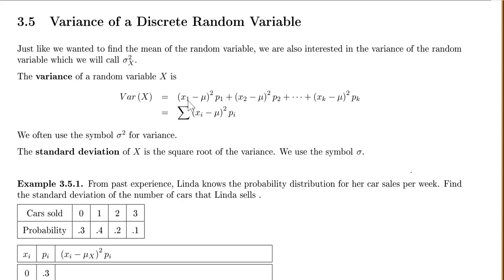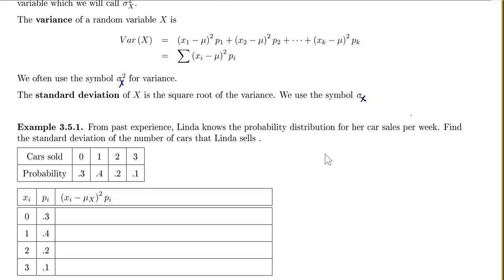The variance, you'll take each x value and minus the mean, square it, and times it by its probability, and you'll do that for each one and add them up. We'll also use our symbol, sigma squared for x, and we'll just put a little x there to remind ourselves that it's for a random variable and not for a data set. The standard deviation of x is the square root of the variance, so we just get rid of the square and use the symbol sigma, and again we put a little x there to remind ourselves that it's for the random variable x. So let's try it.